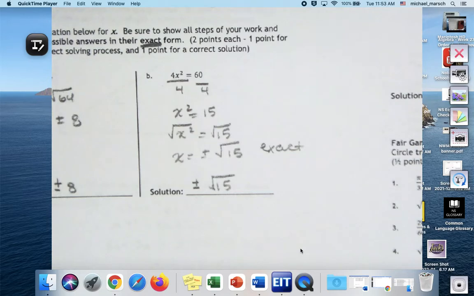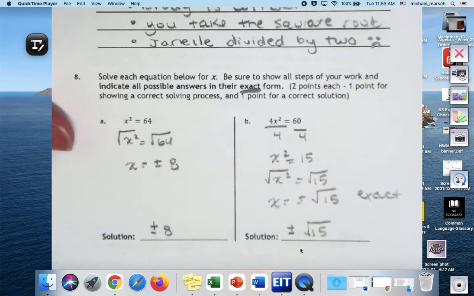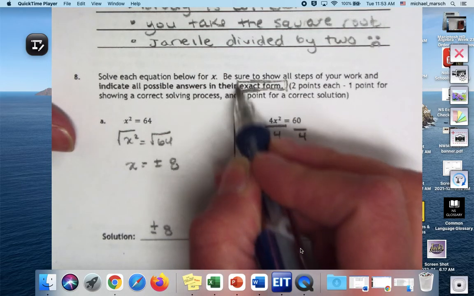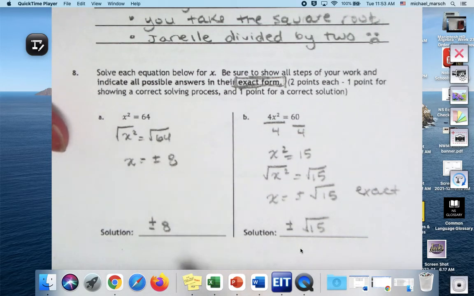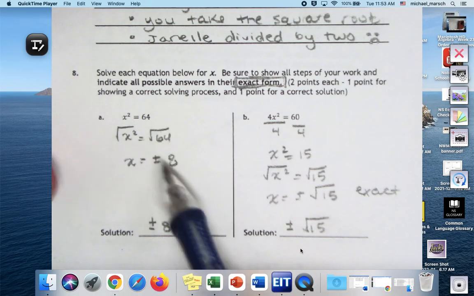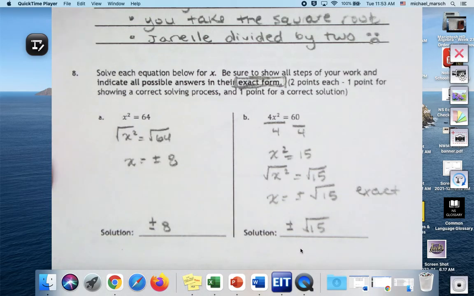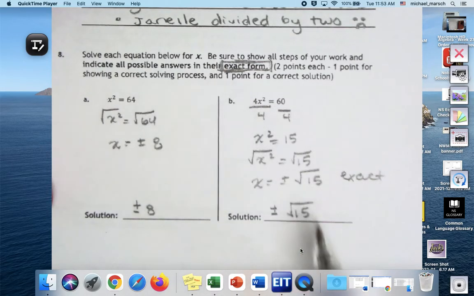Okay, good questions. Number 8, everybody needs to do something to draw your attention to the words exact form. We practiced this yesterday, where we actually find the plus or minus value because these are not tied to a scenario. Positive 8 times 8 would give me 64. Negative 8 times 8 would also give me 64. And then right here, we don't find the approximate. We're just finding the exact. So positive or negative square root of 15.